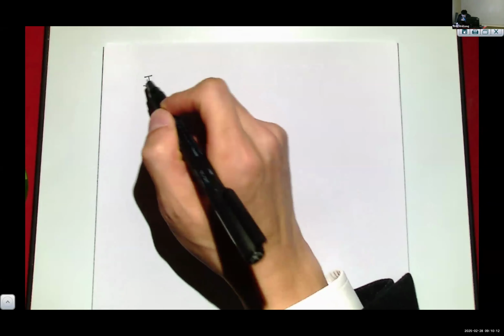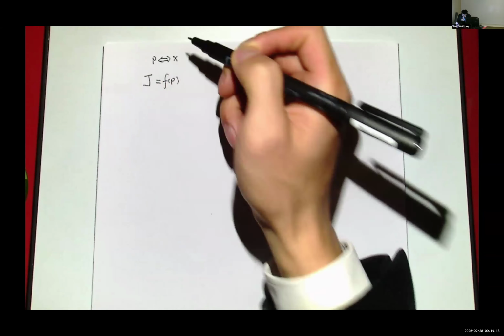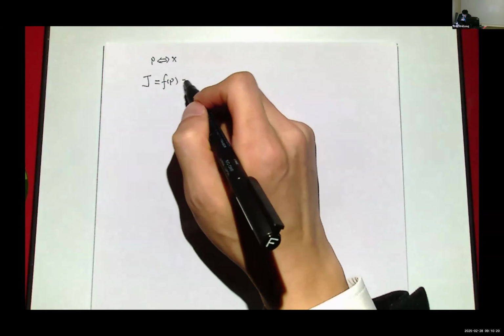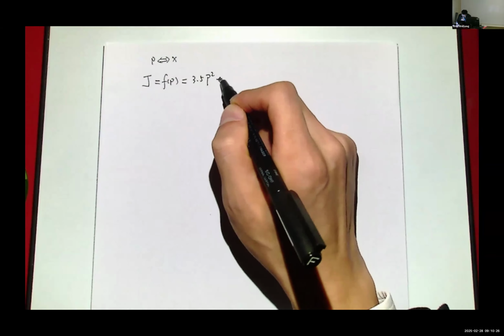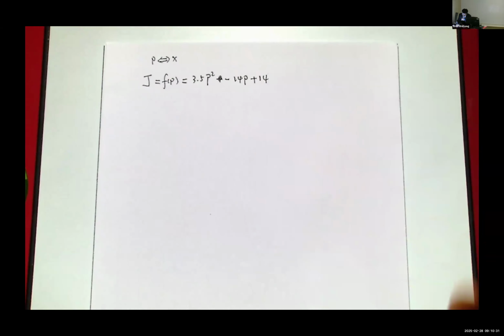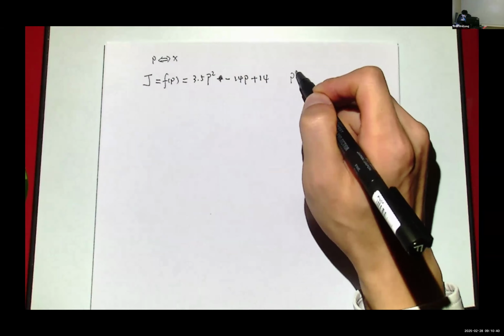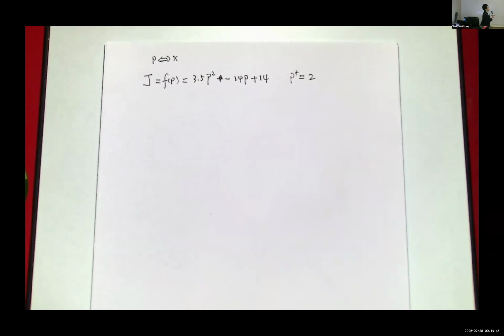So the function we need to optimize is J equals F(P). The P here is equivalent to X. So it equals 3.5 P square minus 14 P plus 14. Of course we know the optimal solution P star is P equals 2. If P equals 2, the problem is solved, right? So this is the optimal solution.